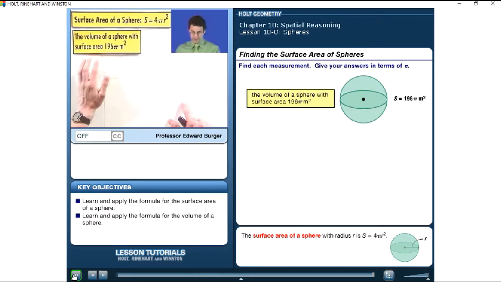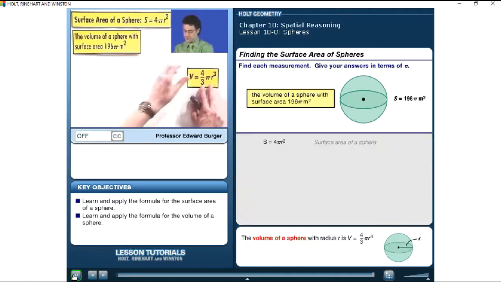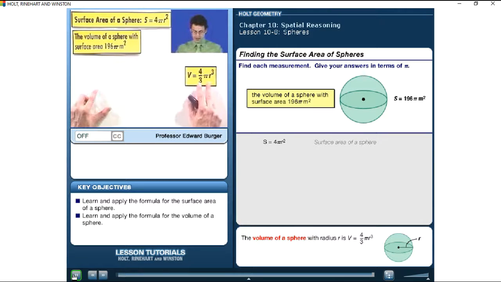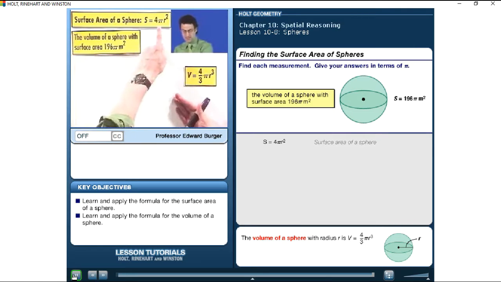Let's find the volume of a sphere that has surface area equal to 196 pi meters squared. Now, what's going on here? Here I'm asked to find the volume. Let me remind you what the volume formula looks like. It looks like that. Well, I'm asked to find the volume, but I don't know the radius. I just know the surface area. Well, that's okay. I can use the surface area formula in order to figure out what the radius must be.